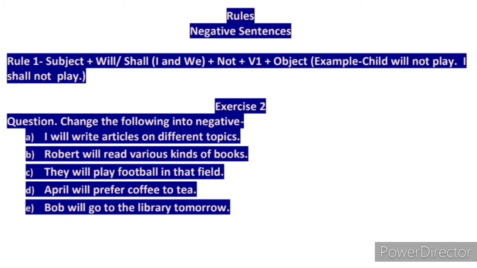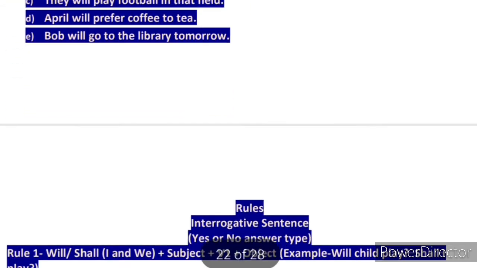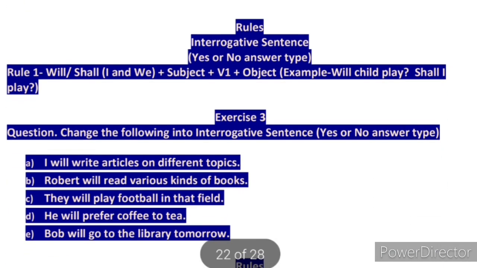Next, Robert will read various kinds of books. The answer will be, Robert will not read various kinds of books. You are supposed to solve the other ones. Next are the rules for interrogative sentences, yes or no answer type. So the rule is, we are supposed to add will and shall in the beginning, and the rest will be the same. So here you can see will or shall plus subject plus v1 plus object. For example, will child play, shall I play.